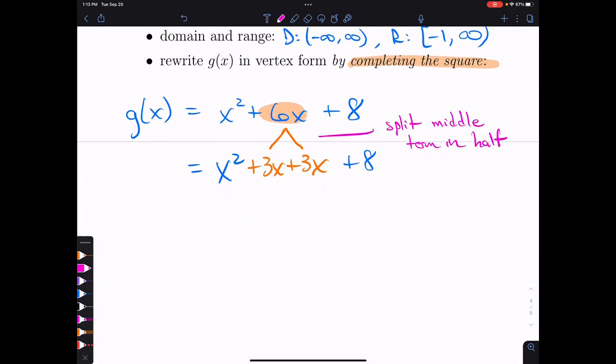All right, so we break that in half. Now I've got x squared plus 3x plus 3x. I'm going to put this 8 off to the side there. Don't worry about the 8 for right now. It's there. It's not going anywhere. We're just not going to look at it for a little bit. X squared plus 3x plus 3x.